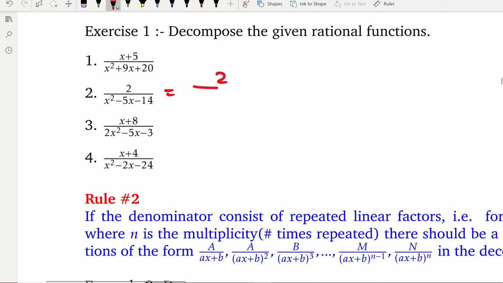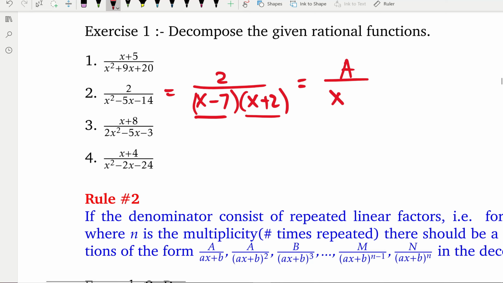So we factor the denominator as much as possible. So if we factor x square minus 5x minus 14, you would get x minus 7 and x plus 2. Now for each factor in the denominator, you will have a corresponding fraction in the decomposition, right? So for x minus 7, it's A over x minus 7. For x plus 2, it's B over x plus 2. So A and B are constants, just numbers.